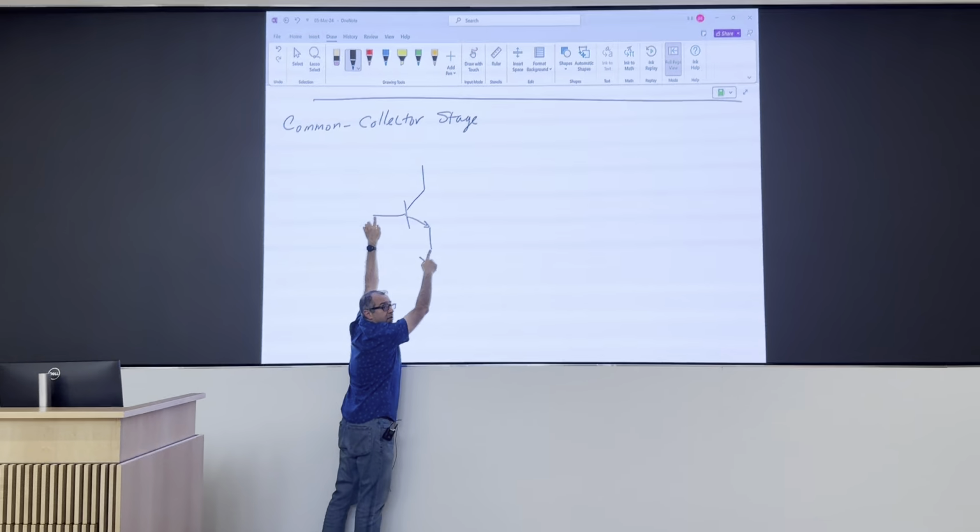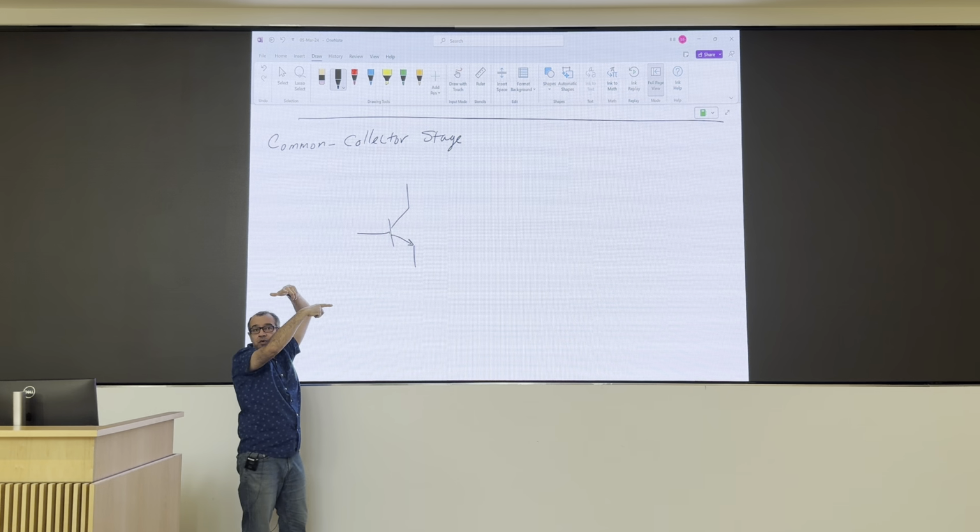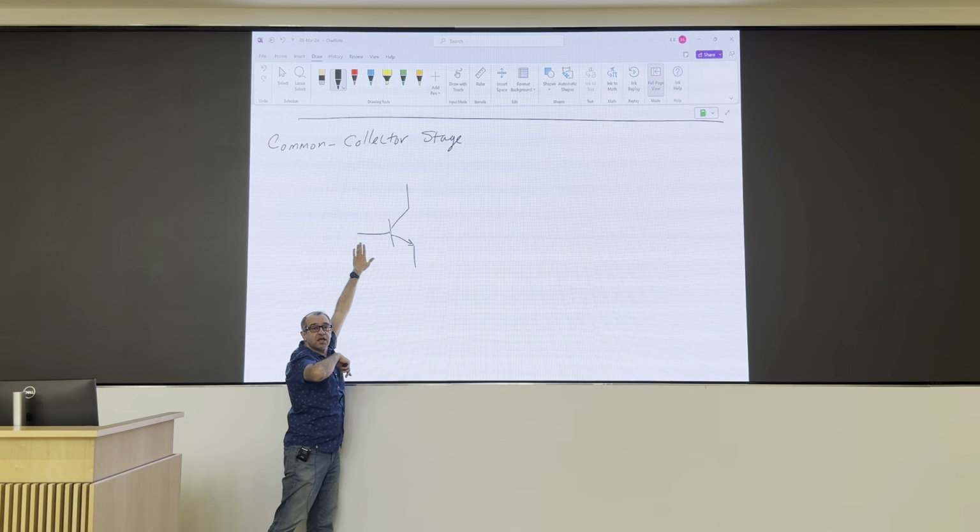Input goes to base or emitter, right? Which one? Base. Output is from emitter, right? Why don't we do it the other way? Because you never take the output from a base. So already we know.